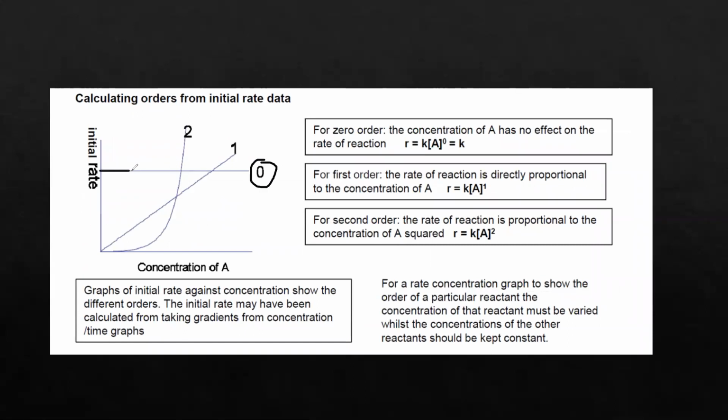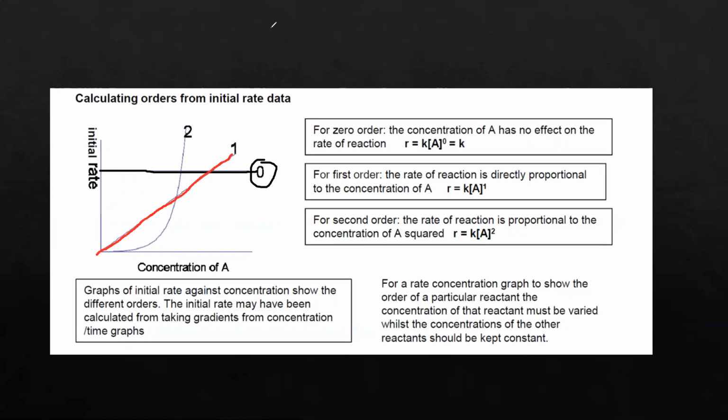You will observe a horizontal line. So why is there a horizontal line? Because any concentration I use, I will get the same rate. But if it's a first order, if I double the concentration, the rate doubles. If I triple the concentration, the rate is also tripled. So you can see it is a straight line with a constant slope.